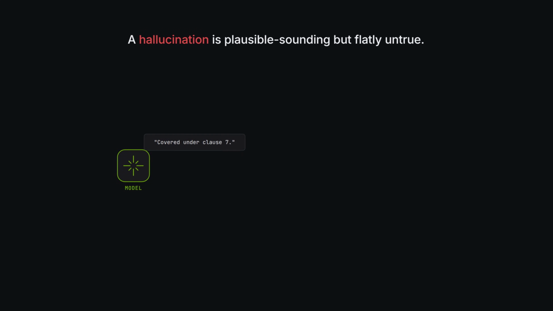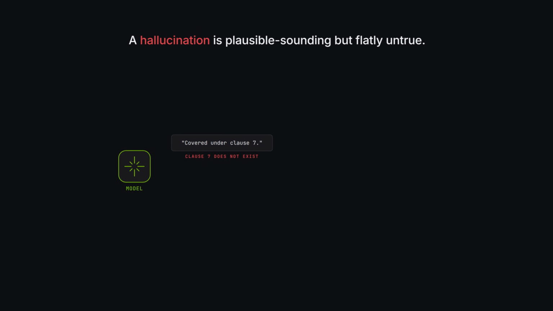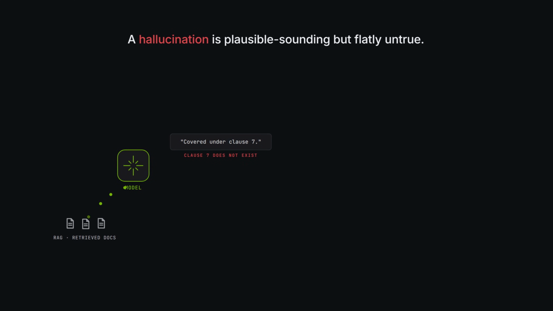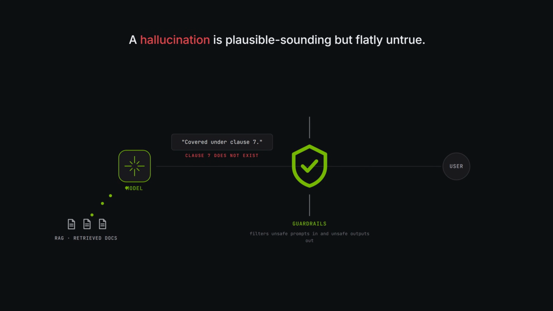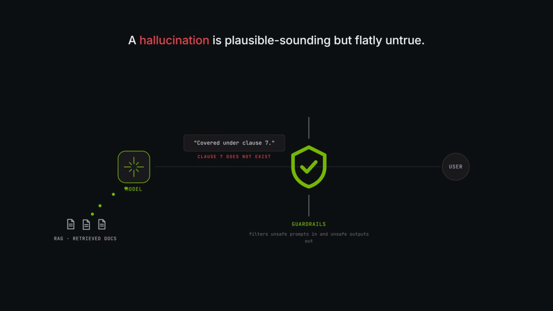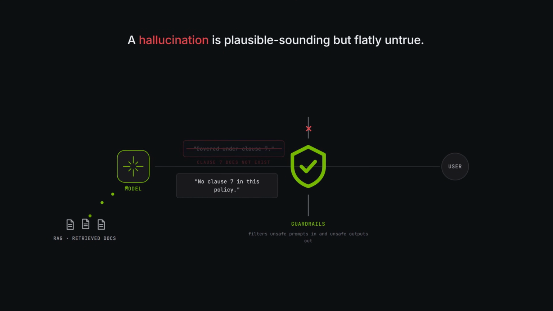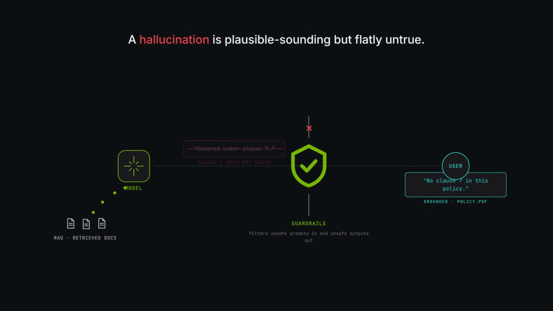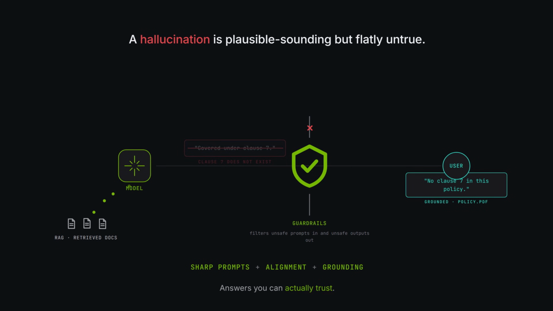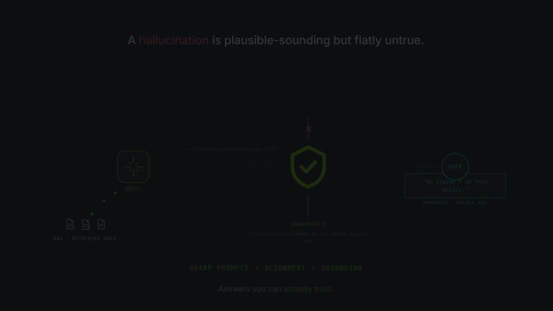The exam pairs alignment with hallucination, which is when a model states something plausible sounding, but flatly untrue. You reduce it by grounding the model in retrieved documents through RAG, and you add guardrails, the safety filters that block unsafe prompts and unsafe outputs. Sharp prompts, alignment, and grounding together are how you earn answers you can actually trust.